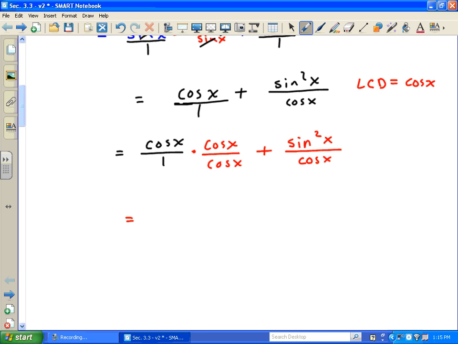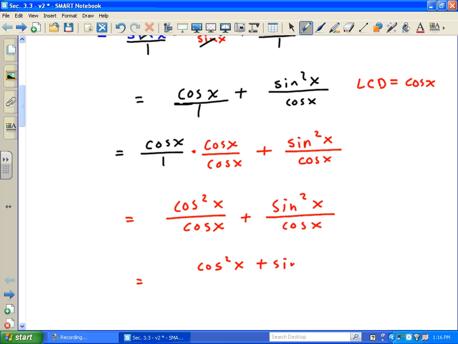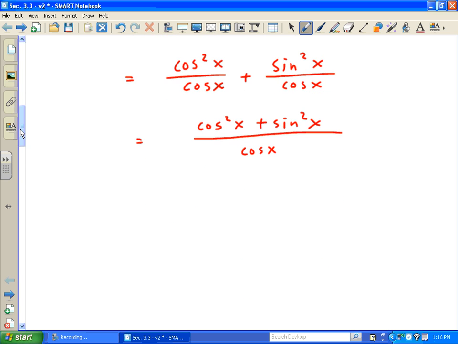Okay. Multiplying those two first fractions together, I have cosine squared of x over cosine of x. The second fraction I'm going to leave alone. And then once I get to this point, I notice that my denominator is the same in both fractions. The rule for adding fractions is you add the numerators. So I'll have cosine squared of x plus sine squared of x, and then you keep the denominator. The denominator is just cosine of x. Now, from this point, I've combined all the like terms that I can. I've combined my fractions together.